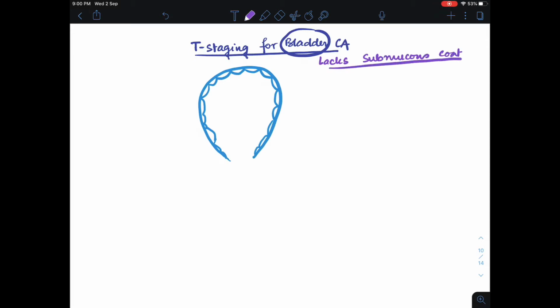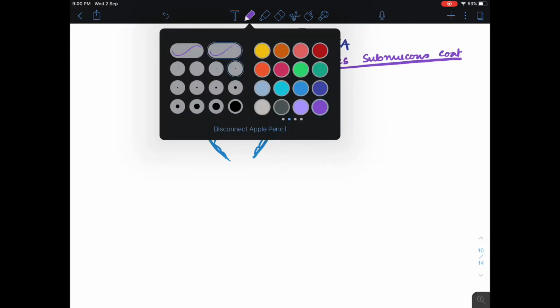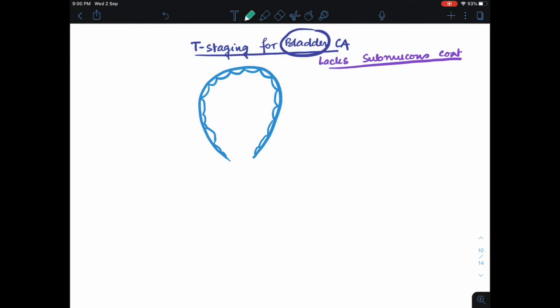Now the other organs that lack a submucous coat are gallbladder, uterus, vocal fold, ureter, and obviously the bladder. These lack submucous coat.